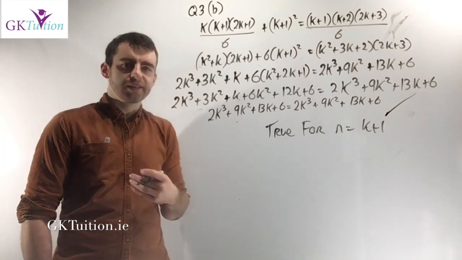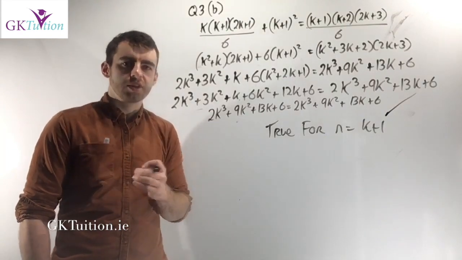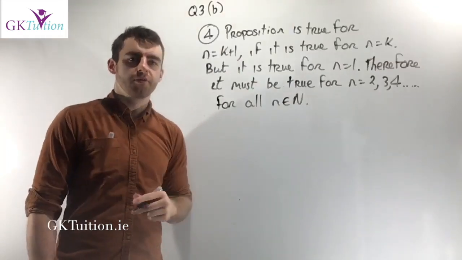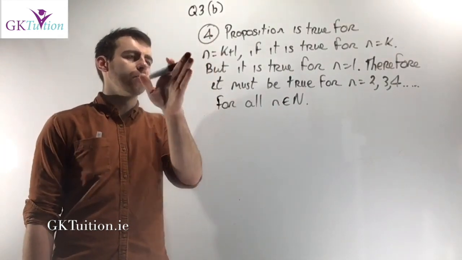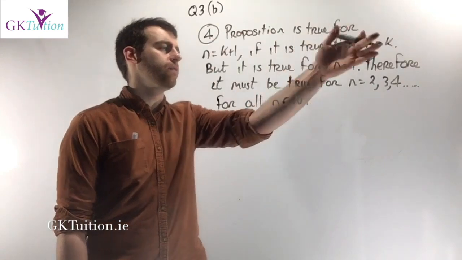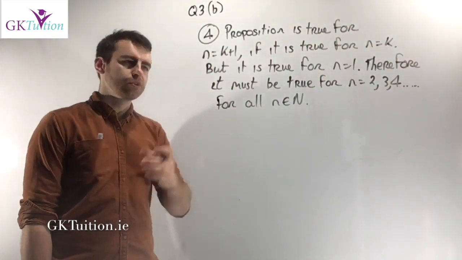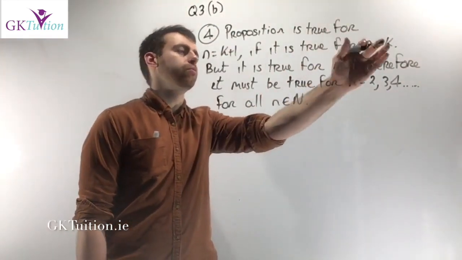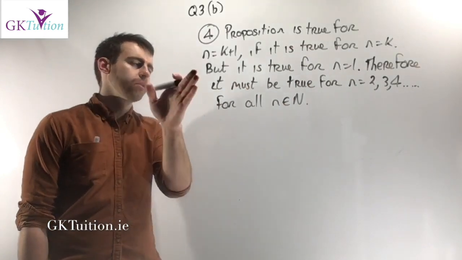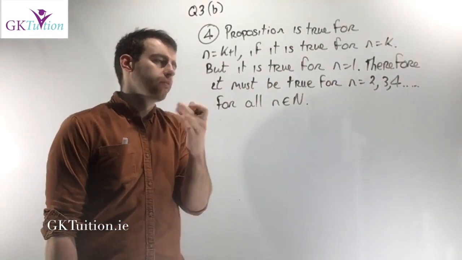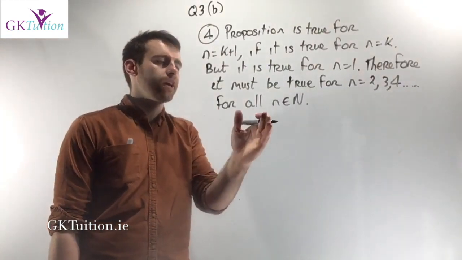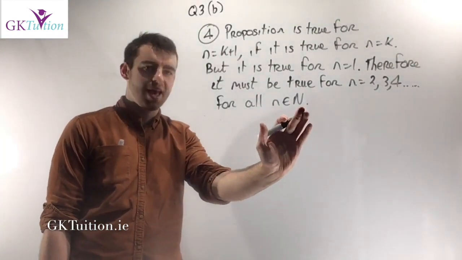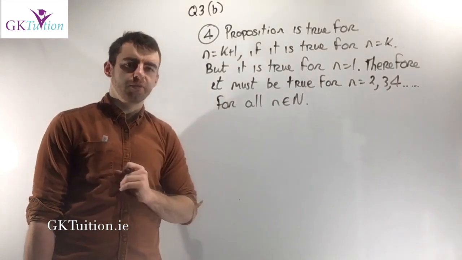To get the full marks now, I need to make my conclusion the 4th step in the induction. The 4th step is to write down my conclusion. I know the proposition is true for n equals k plus 1 if it is true for n equals k. So it's true for any number if it's true for the previous number. But I know that it is true for 1. So therefore it must be true for 2 and for 3 and for 4 and for 5 and for all of the natural numbers, where n is an element of N. And that gives you your full marks for part B.